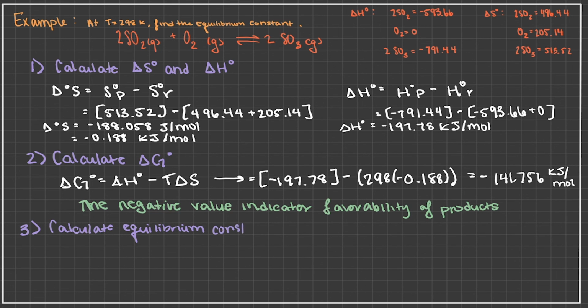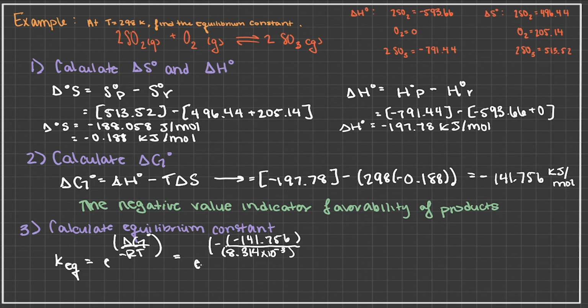Now we're going to use an equation that we went over before, KEQ equals e to the power of delta G standard divided by negative RT. We're going to use this equation in order to find our KEQ. We're going to plug in all of our values, so our previous delta G value that we found, the temperature that was provided to us, and our constant value. We're going to plug all that in, and we're going to find that KEQ equals 1.418 times 10 to the 25th. Now, this value is very, very large, clearly much larger than 1.